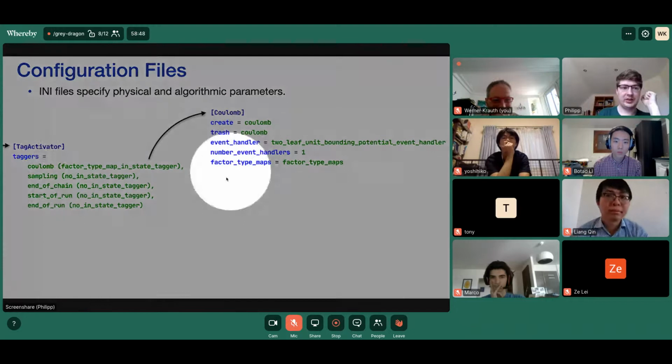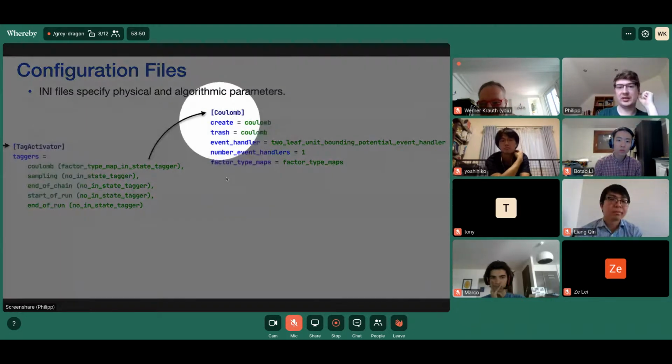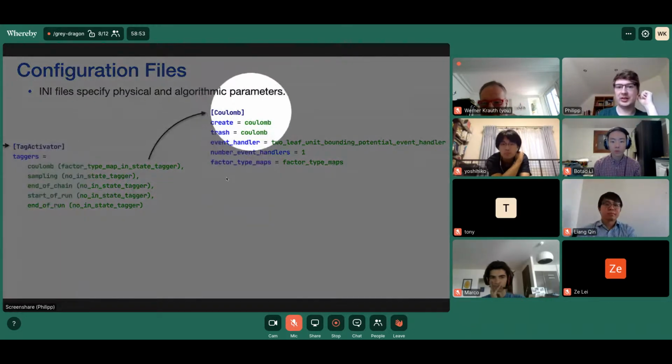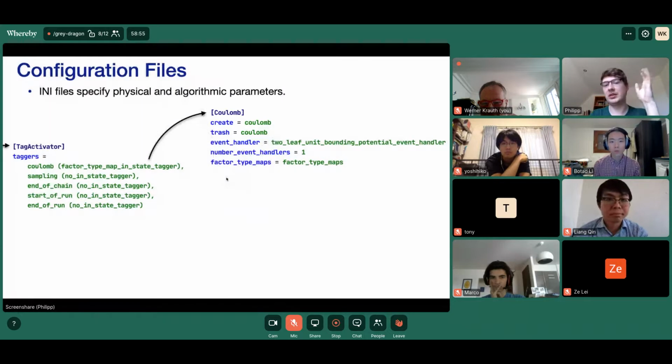So we go from here to the Coulomb section, and then you can see that the create and trash appears. This just means that after I have a Coulomb event, I want to trash all Coulomb events I've computed before.